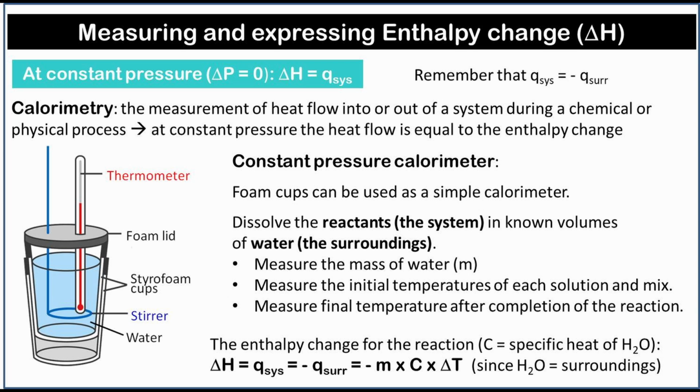To carry out a constant pressure calorimeter experiment, do the following steps. Dissolve the reactants, which is the system, in known volumes of water, which is the surroundings. Measure or calculate the total mass of the water solution. Measure the initial temperatures of each solution and mix. Measure final temperature after completion of the reaction. If the values of the mass, specific heat of water and the change in temperature are known, the enthalpy change for the reaction can be calculated.